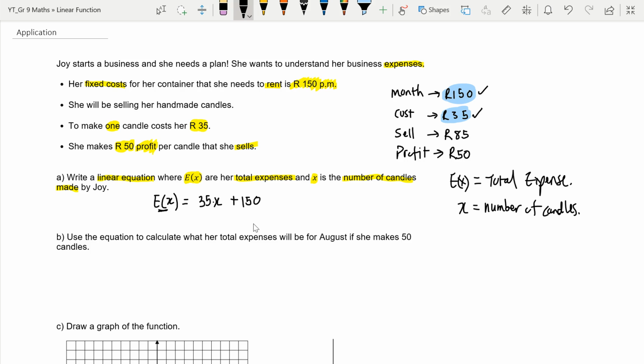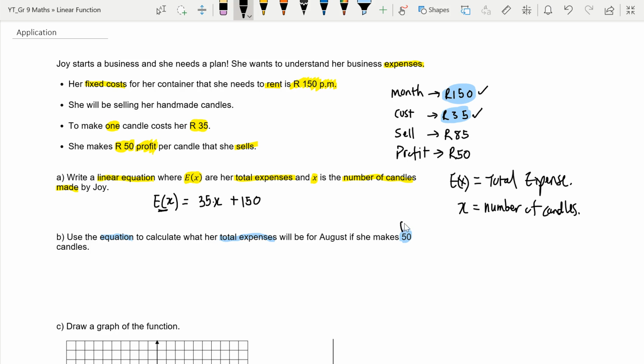And there is a linear equation that represents her total expenses. If she tells us how many candles she made, then we can tell her exactly what her expense will be for that specific month. Let's look at the next one. Use the equation, the one above, to calculate what her total expense will be for August, for a month, if she makes 50 candles.